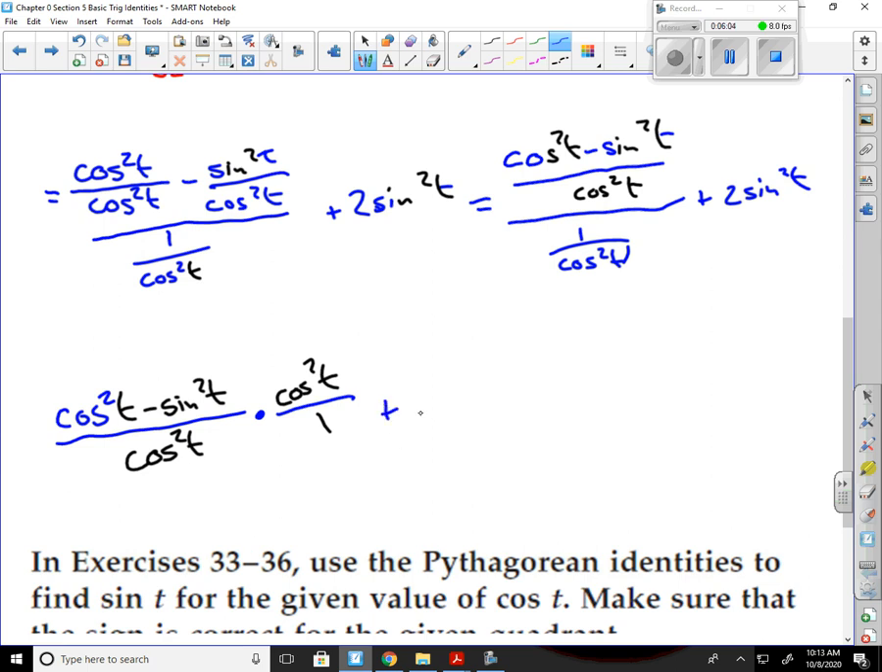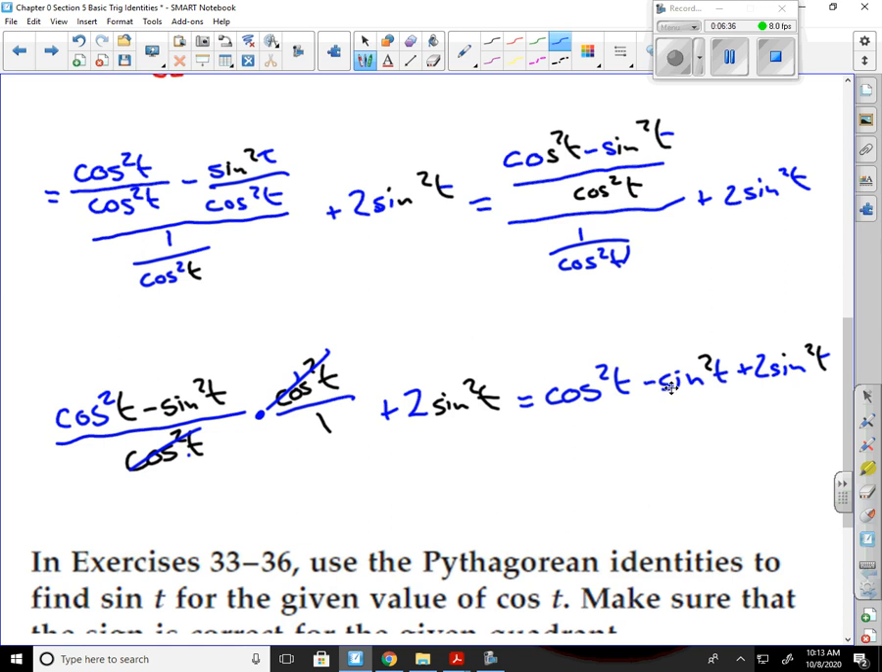And this is still plus 2 sine squared t. My cosine squareds will cancel. I'm left with just cosine squared t minus sine squared t over 1. So cosine squared t minus sine squared t. Anything over 1, I can get rid of that 1 in the denominator. Just don't worry about it anymore. Plus 2 sine squared t.